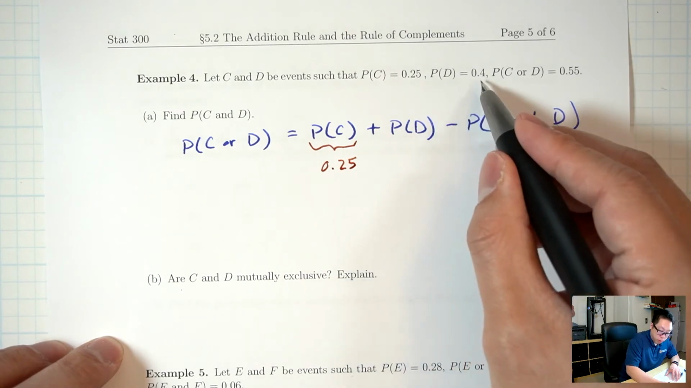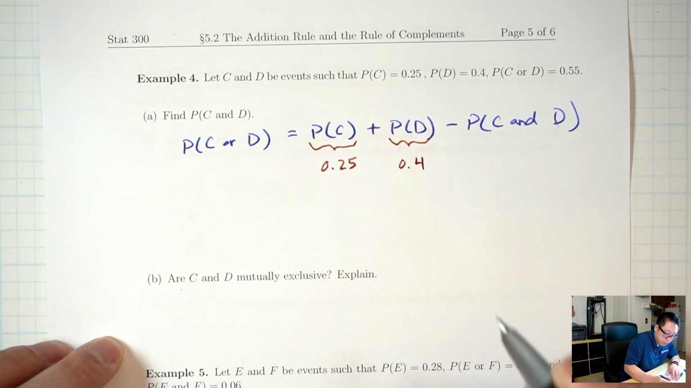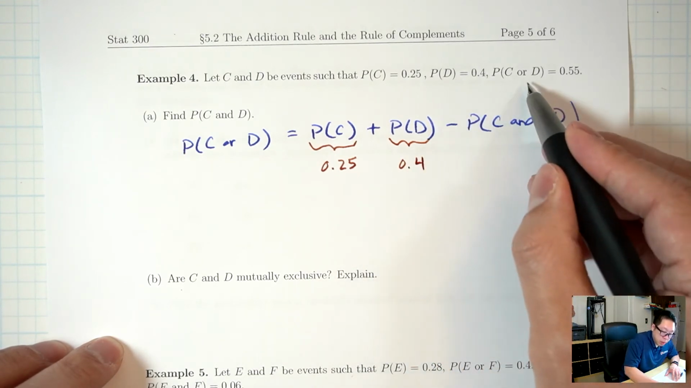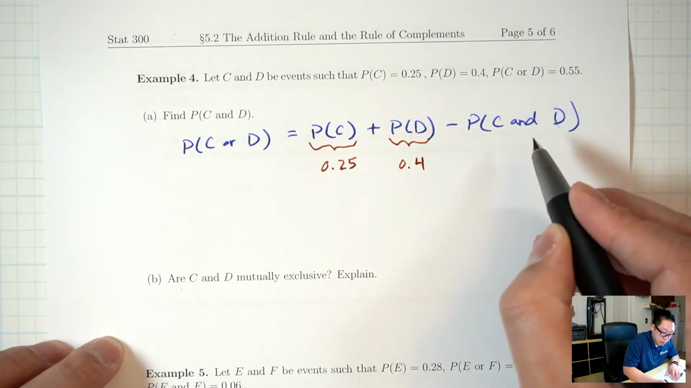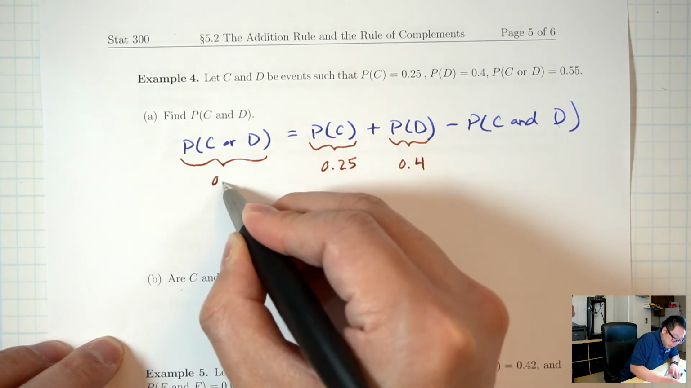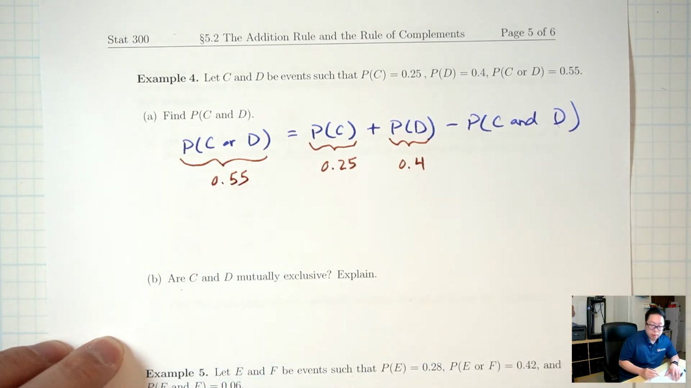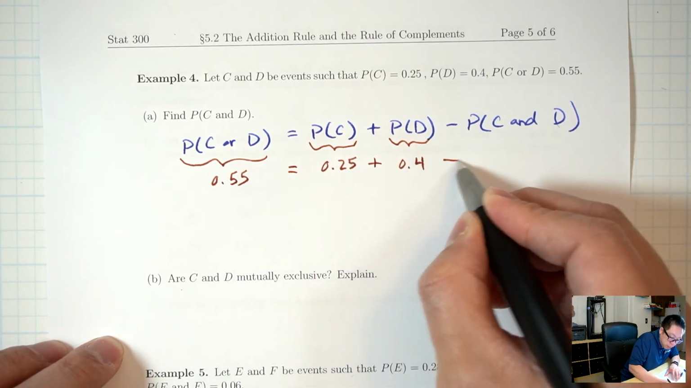P of D is 0.4. Okay, this entire piece is 0.4. P of C or D is 0.55. That's saying that this entire piece is 0.55. Okay, so let me fill in the symbol. So that's an equals, that's a plus, minus.